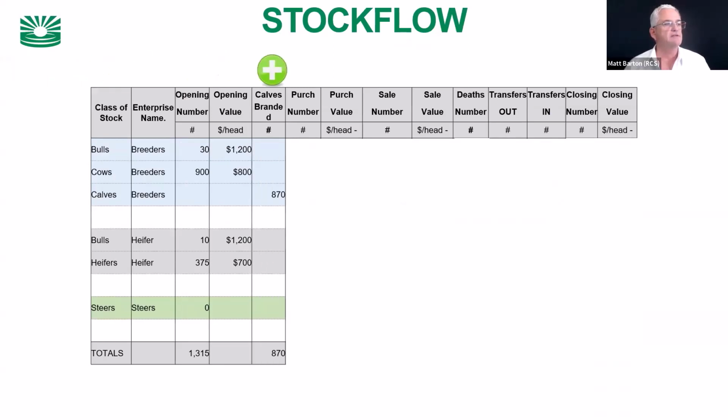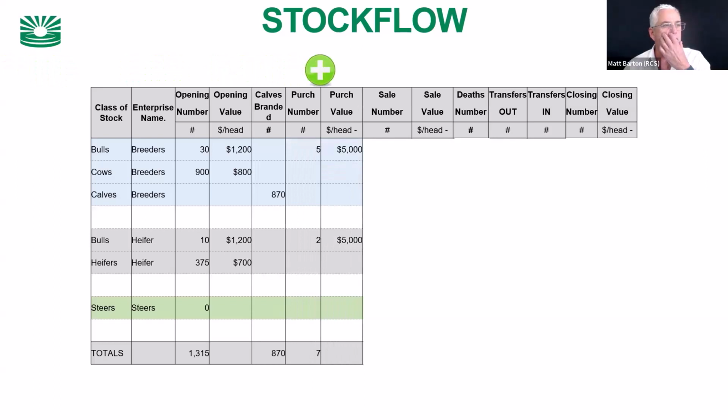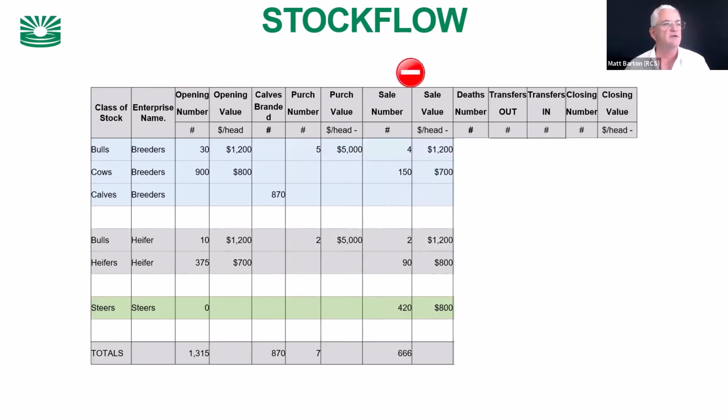Then we have natural increases. So we're only getting calves from our breeders and not from our heifers. I'm guessing they're being transferred into the breeders at PTIC. Then we're looking at the purchases. In this case, they've only purchased 7 bulls. Then we're looking at the sales, and these are quite a few more.